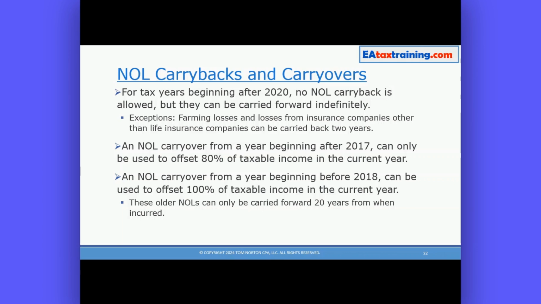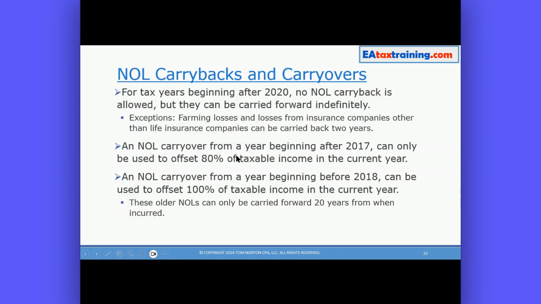There's a couple of exceptions to the carryback rule. If you've got farming losses or losses from insurance companies other than life insurance companies, then those can be carried back 2 years, and you will want to remember those exceptions. Farming losses, insurance companies other than life insurance can carry back their NOLs 2 years. Other companies cannot. And then all companies, no matter what type of business they're in, can carry forward NOLs indefinitely.